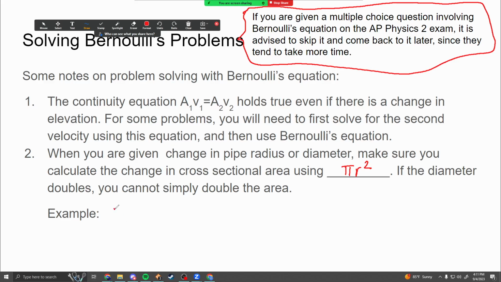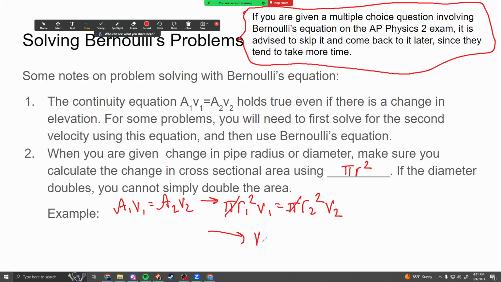So let's say you have radii instead. You could say, okay, A1 v1 equals A2 v2. So pi r1 squared v1 is equal to pi r2 squared v2. That would mean that if you're solving for the second velocity, which again is what you're solving for a lot in these problems, v2 is equal to v1 r1 squared divided by r2 squared, just in case you want that relationship readily available, just to give you an idea of that.